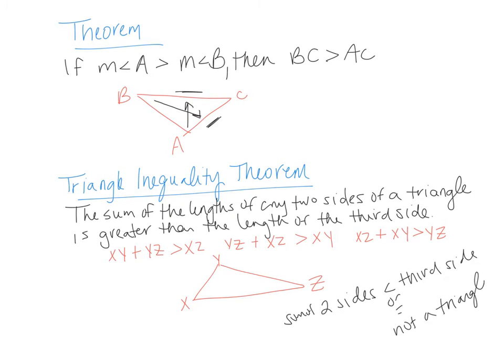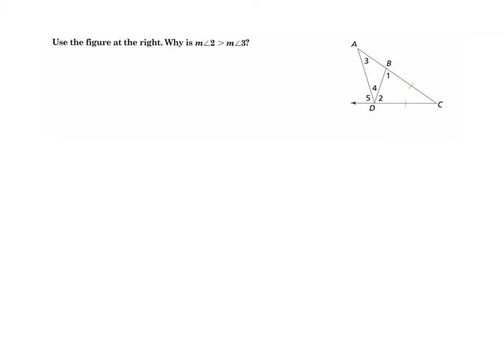That's really important, okay? So our first example, use the figure at the right. Why is the measure of angle 2 greater than the measure of angle 3? If you look at angle 2's position and angle 3's position, angle 2 is not considered an exterior angle because it has to be created by one of the sides of the triangle. However, angle 1 is an exterior angle, and BC is congruent to DC.